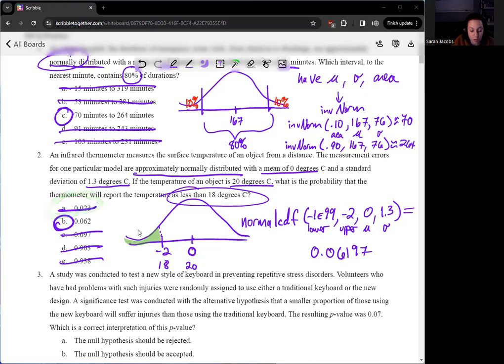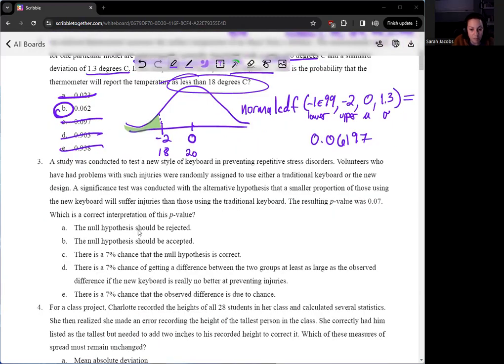All right, number 2. Next up, number 3. A study was conducted to test a new style of keyboard in preventing repetitive stress disorders. Volunteers who have had problems with such injuries were randomly assigned to use either a traditional keyboard or the new design. A significance test was conducted with the alternative hypothesis that a smaller proportion of those using the new keyboard will suffer injuries than those using the traditional keyboard. The resulting p-value was 0.07. Which is a correct interpretation of this p-value?